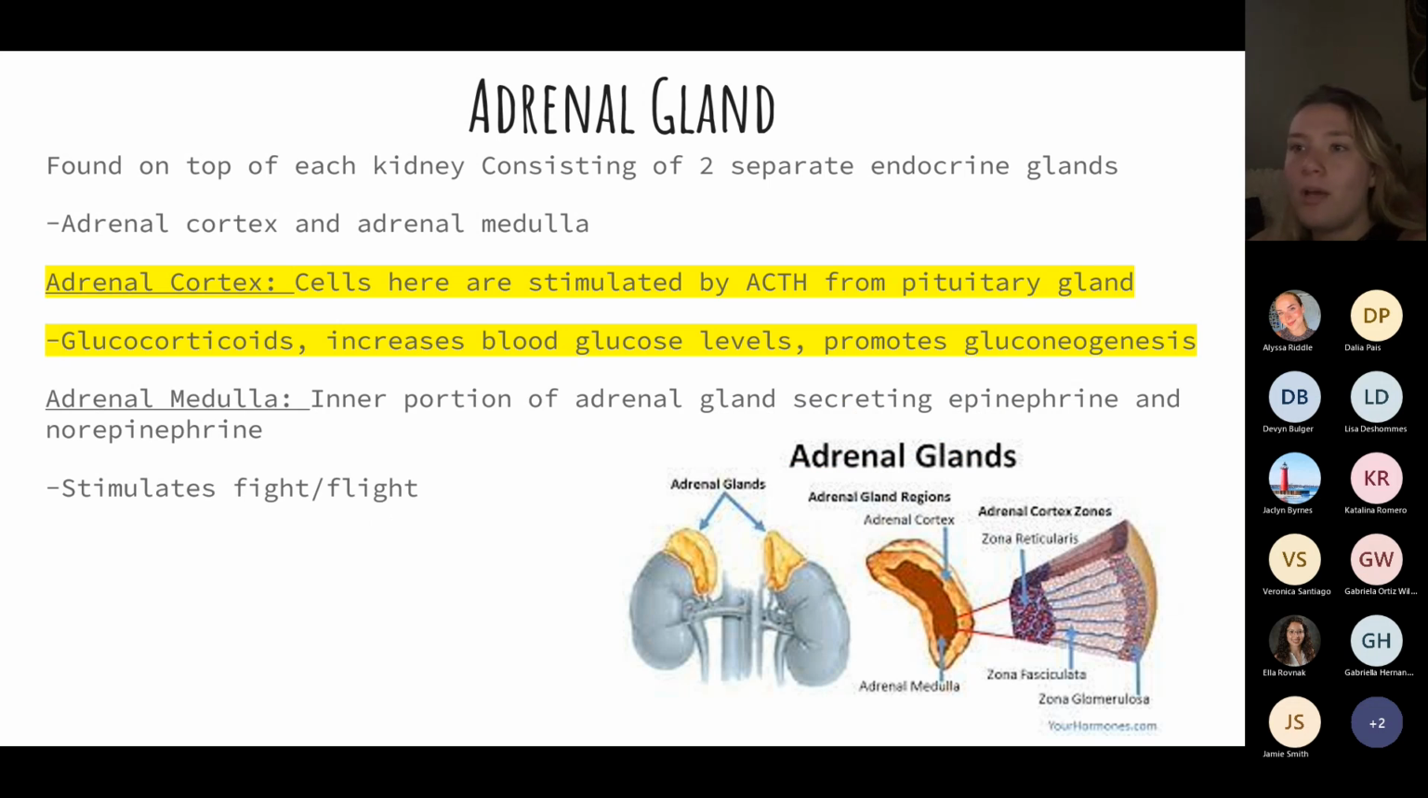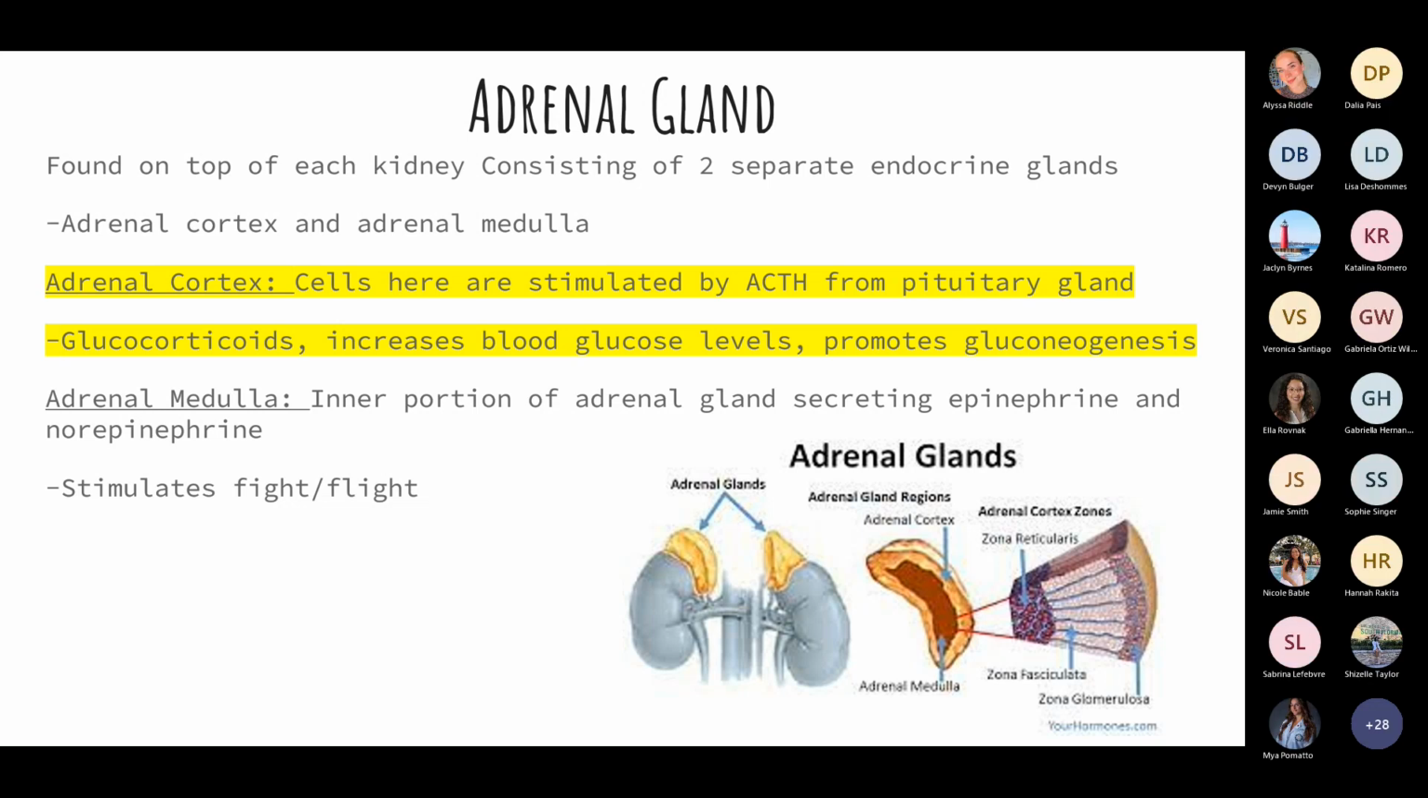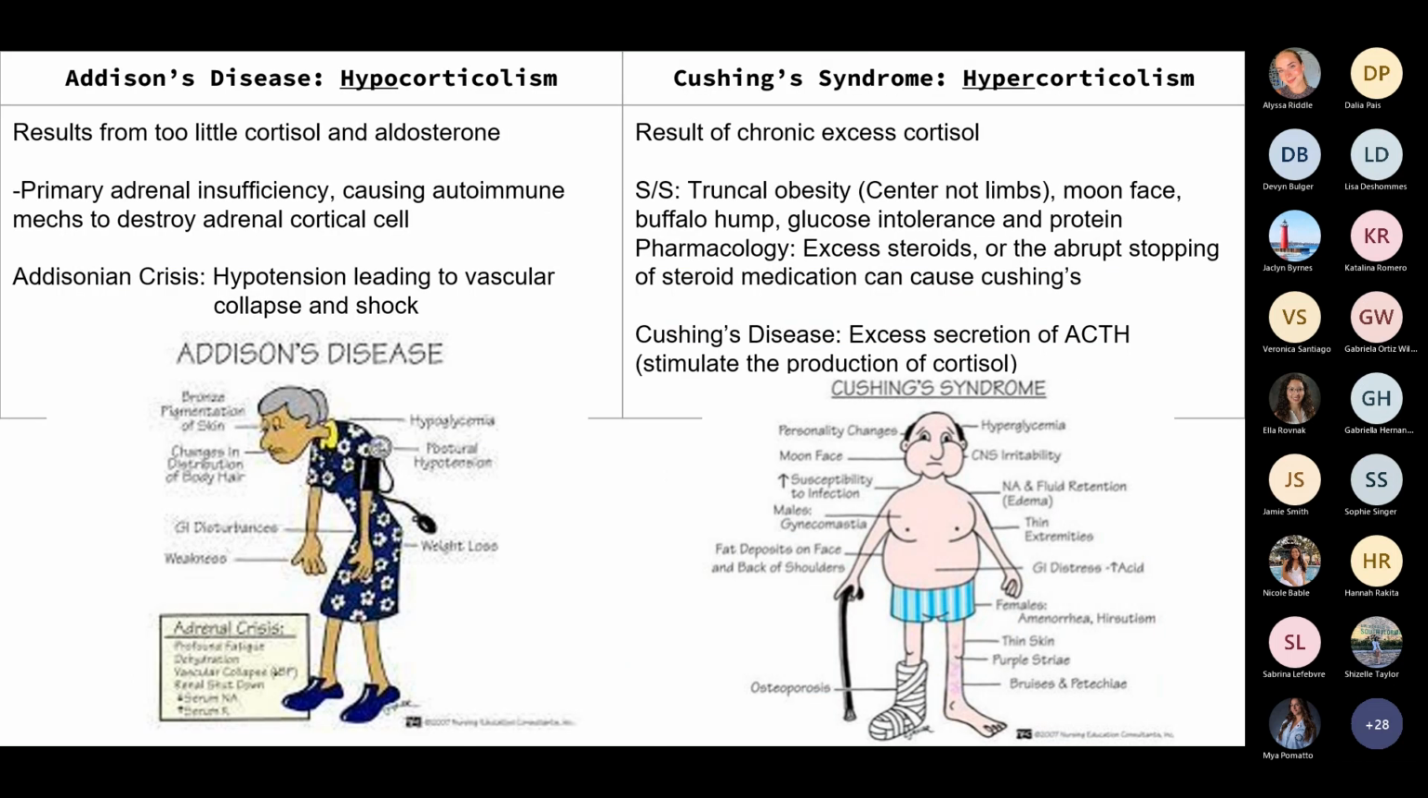So moving on, let's talk about our adrenal gland. So our adrenal gland is found on top of each kidney. You have our adrenal cortex, which ends up getting stimulated by ACTH. And what does our adrenal cortex do? It helps us with the production of our glucocorticoids, okay? Our adrenal medulla, on the other hand, this is what's going to produce our fight or flight hormones. So what are fight or flight? That's our epinephrine and our norepinephrine. That's just kind of our adrenal gland in a nutshell.